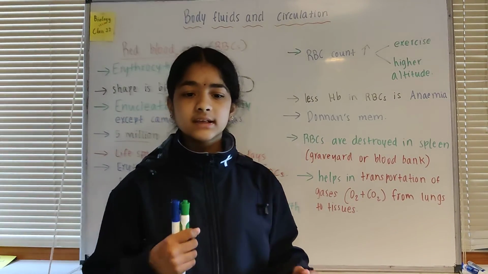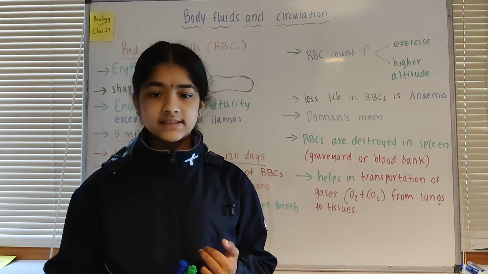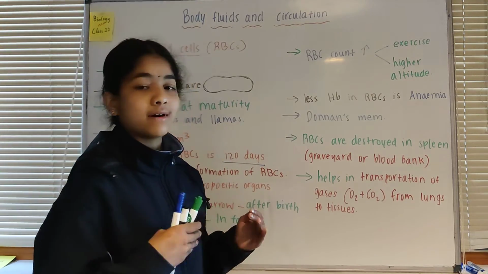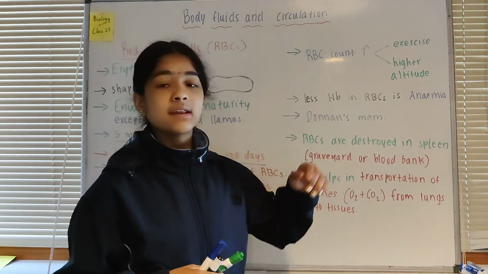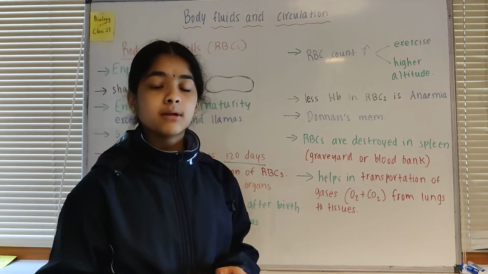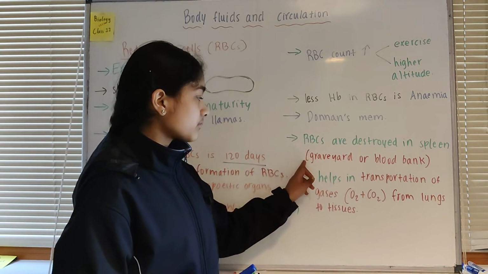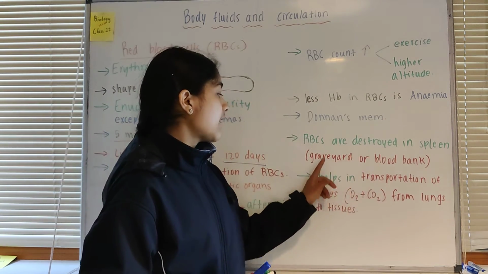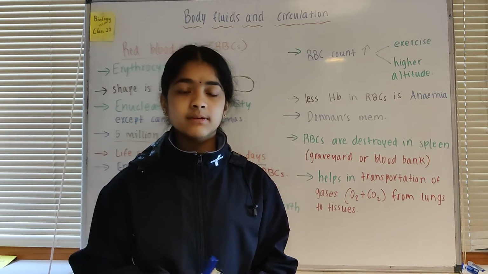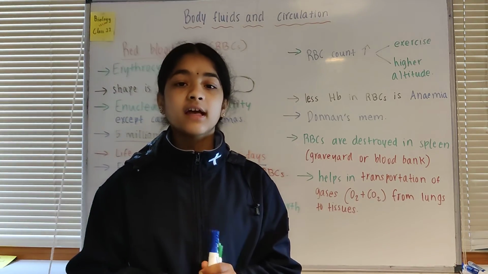And RBC count increases in two conditions: during regular exercise, and at higher altitude. We have seen why as well. And less hemoglobin in RBCs is termed as anemia, and Donnan's membrane is the membrane of the RBCs, and RBCs are usually destroyed in the spleen, the graveyard or blood bank, and they help in transportation of gases. That's the main function of the RBCs. So in this video we discussed RBCs, red blood cells or erythrocytes.